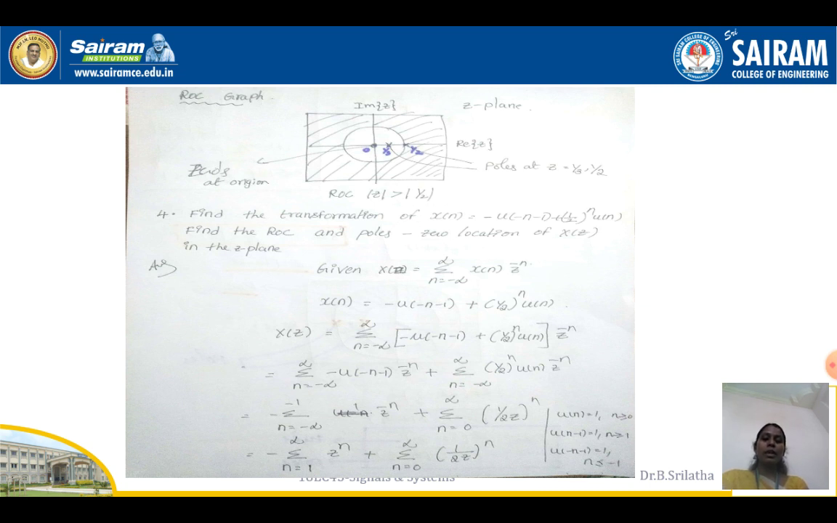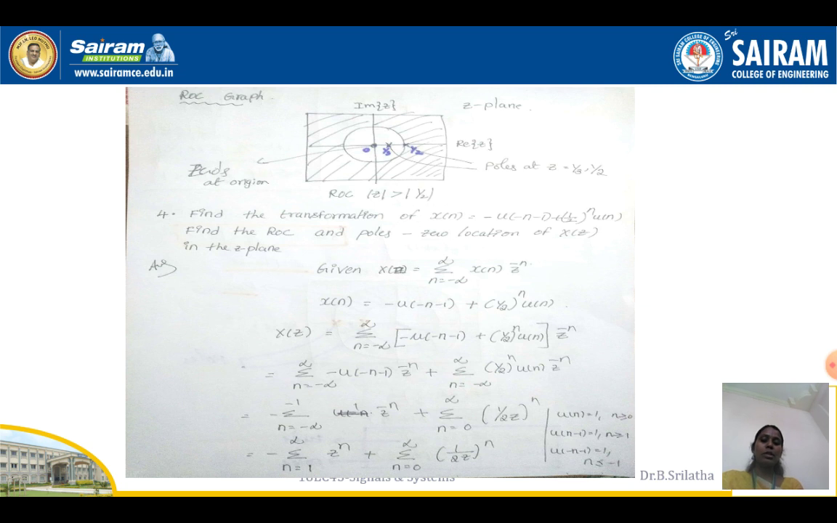In the second expression, u of n is 1 only from 0 to infinity. So the first limit changes to minus infinity to minus 1, and the second limit changes to 0 to infinity. We have only positive limits, correct? I want to change the limits from negative to positive. In the z power n also, the sign should be changed.